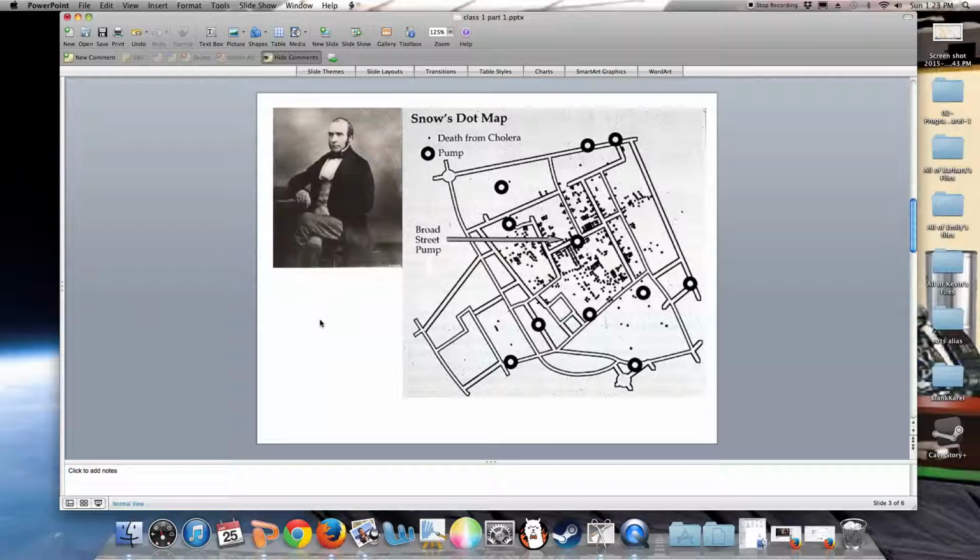Now, Dr. John Snow was interested in the transmission of cholera, and he began mapping the cases of cholera around the Broad Street area of London when he noticed that all of the cholera cases seemed to surround one pump. One public drinking water supply was the source of the cholera. Now, at this time, Dr. John Snow did not have the benefit of germ theory, although there were a number of biologists working along those lines.